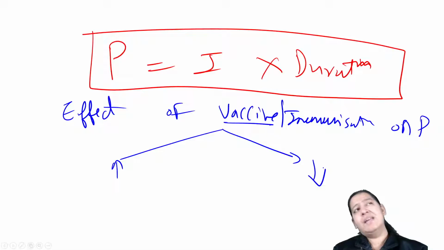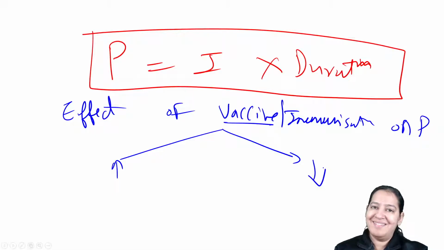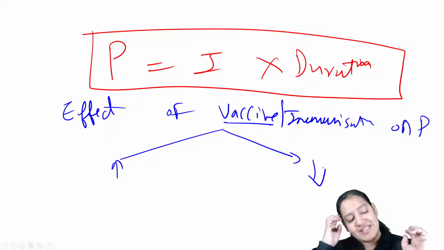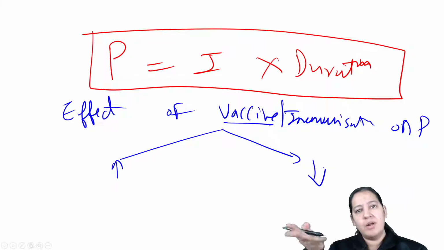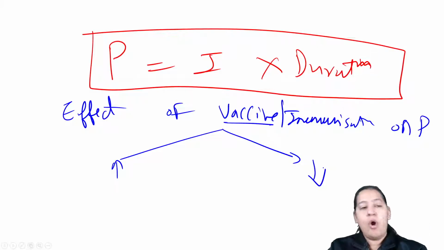You are vaccinated for DPT, you are vaccinated for OPV. Yes, you are vaccinated, yes or no? You are vaccinated for BCG. Yes, of course, we all are vaccinated for all these. Our parents got us vaccinated for all these infectious diseases. We all are vaccinated. So what happens on giving the vaccine?